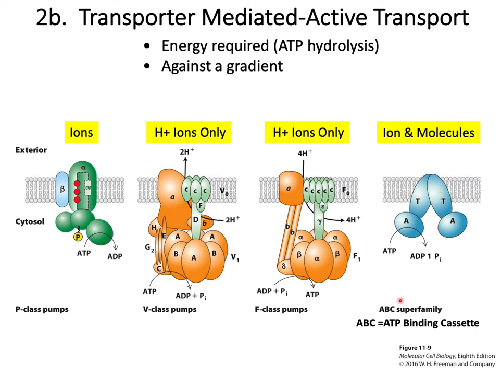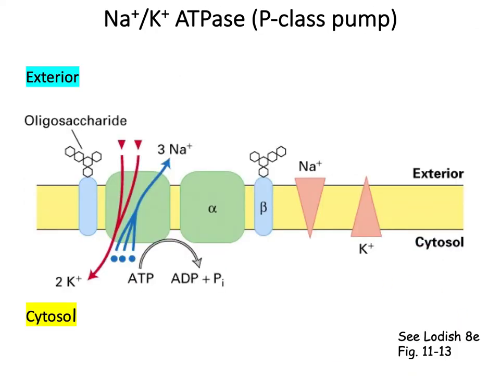So each ABC protein is specific for a single substrate or group of related substrates: ions, sugars, amino acids, phospholipids, cholesterol, peptides, polysaccharides, or proteins. So let's take a look at a couple of examples of these P class and the ABC superclass of pumps.